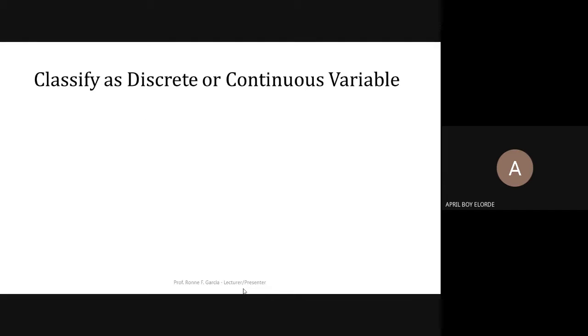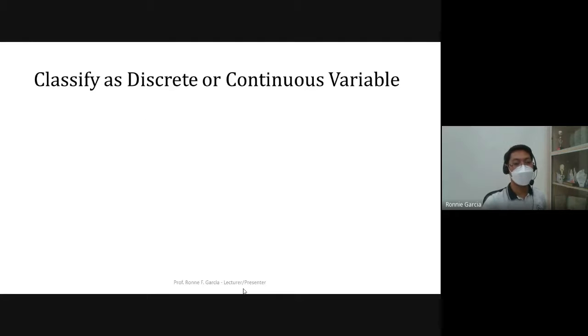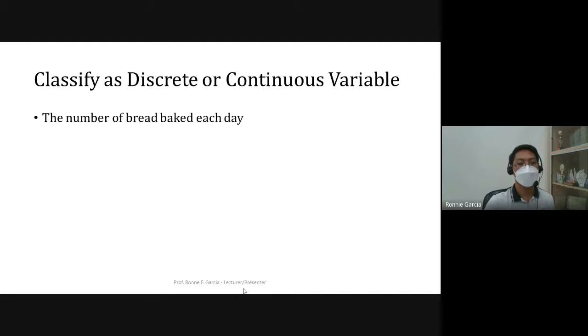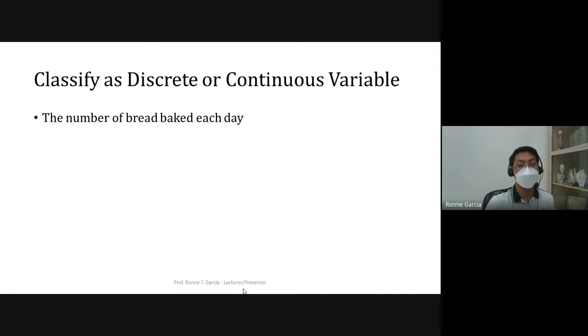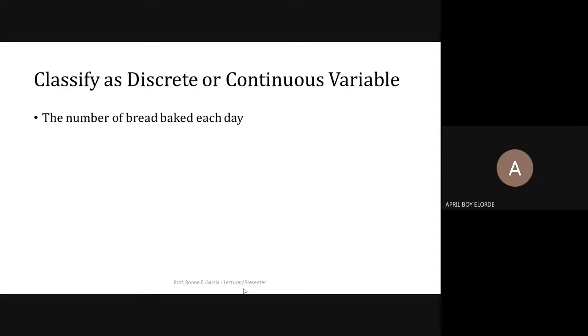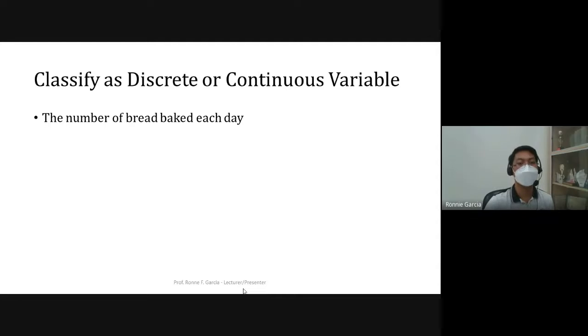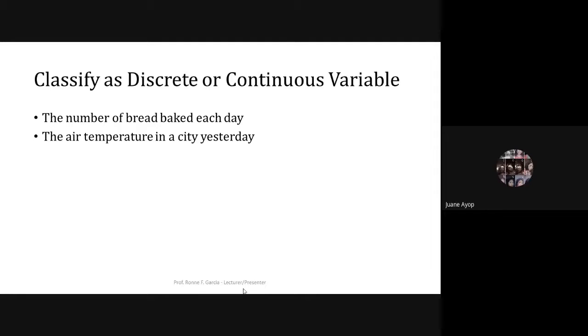Very good. So perfect mo dito sa classification of quantity and quality. How about classification as discrete or continuous? The number of bread baked each day. Discrete. Kaya magibaligya ang pan, gitunga kagikaon ang katunga gikaon sa baker. Pwede. So that's discrete. The air temperature in a city. Continuous. Pwede siya na i-decimal.